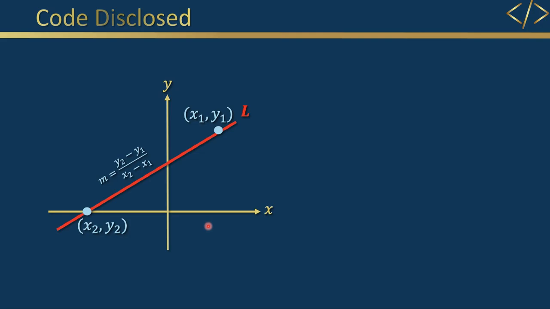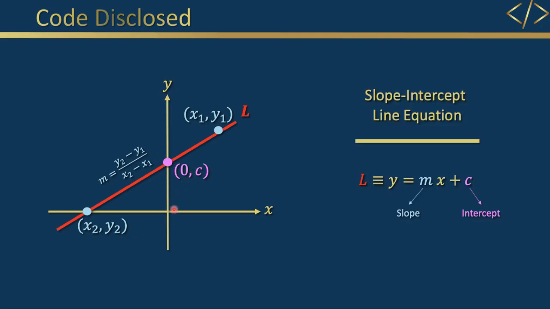Now, the second parameter that is important for any line is the intercept. The intercept is the point where this line crosses the y-axis. So for example, in this case, we have this magenta point that has coordinates of 0 on the x-axis and c on the y-axis. In this case, we can formulate the slope-intercept line equation as L, which is the line, equals y equals mx plus c. M here is the slope as we have seen, and c is the intercept.